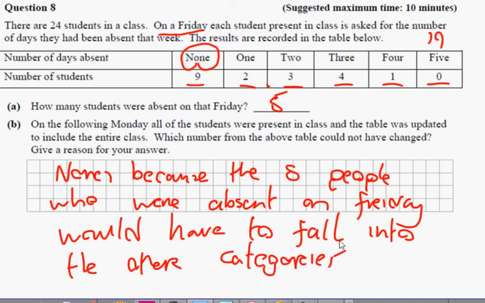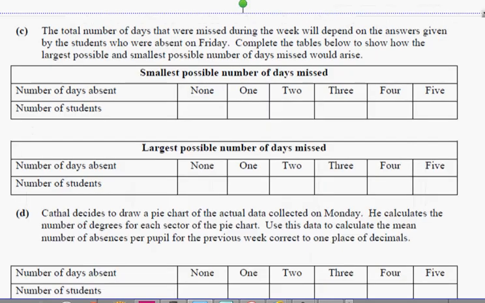Okay, guys, moving on. What's the next one? Number 9? Oh, sorry, there's part A. The number of days that were missed during the week will depend on the answers given by the students who were absent on Friday. Complete the table below to show how the largest and smallest possible number of days missed would arise.